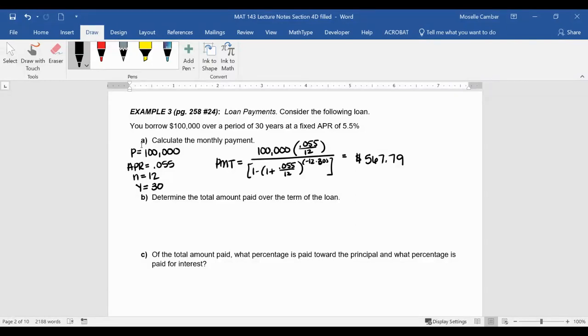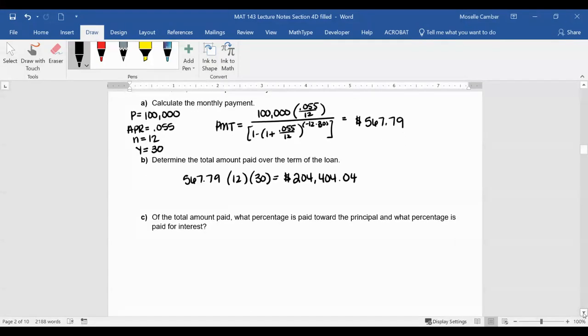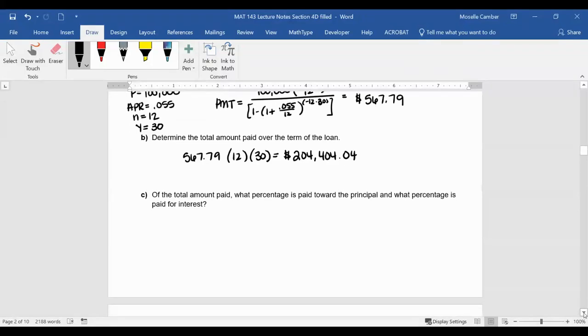Now determine the total amount paid over the life of the loan. For total paid, we're going to have our payment, and we're going to multiply that by 12 times a year, and we're doing that for 30 years. So total paid would be $204,404.04. Sorry, this is a funny number. So you took out a $100,000 loan, but you paid back $204,000.